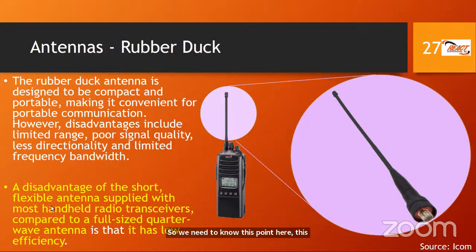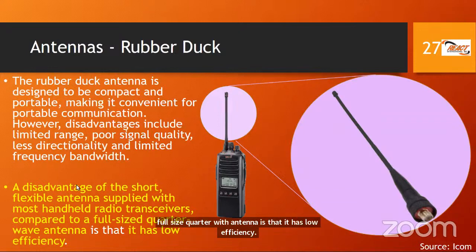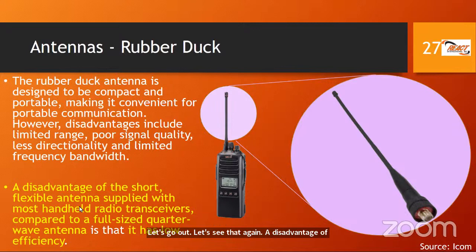A disadvantage of the short, flexible antenna supplied with most handheld radio transceivers compared to a full-size quarter wave antenna is that it has low efficiency. Let's say that again. A disadvantage of the short, flexible antenna supplied with most handheld radio transceivers compared to a full-size quarter wave antenna is that it has a low efficiency. So what are they talking about, the flexible antenna supplied with most handheld radio transceivers? This is a handheld radio transceiver, and the antenna that is supplied is called a rubber duck.